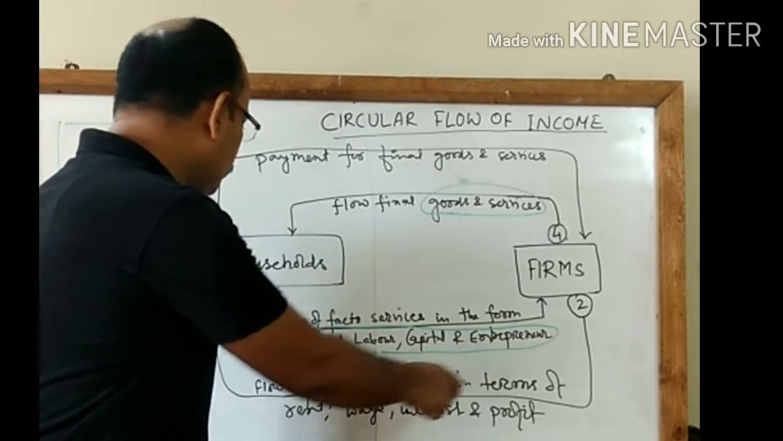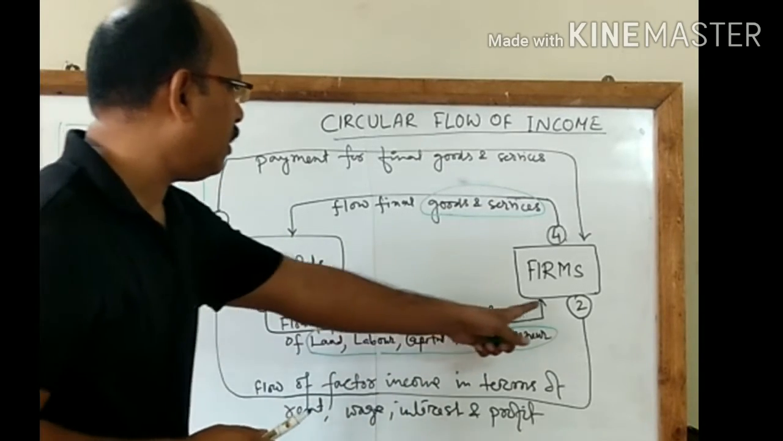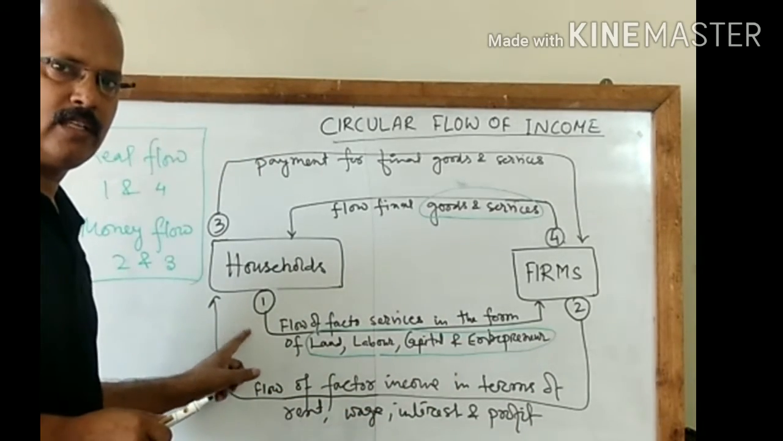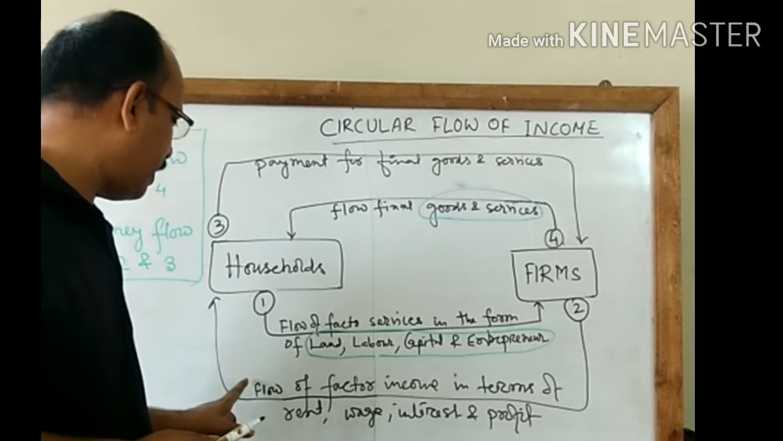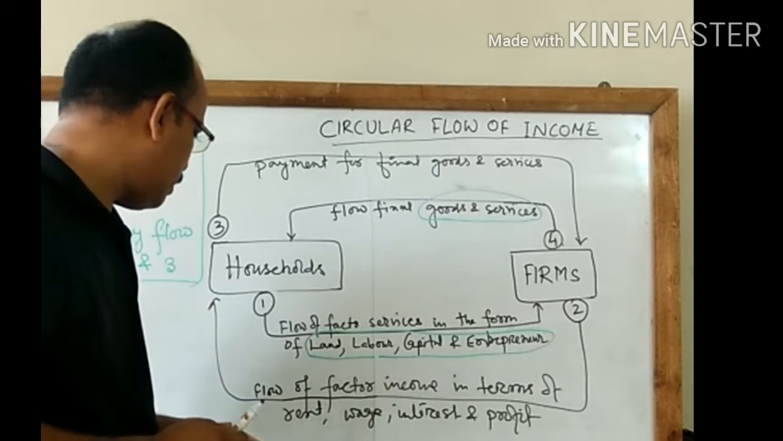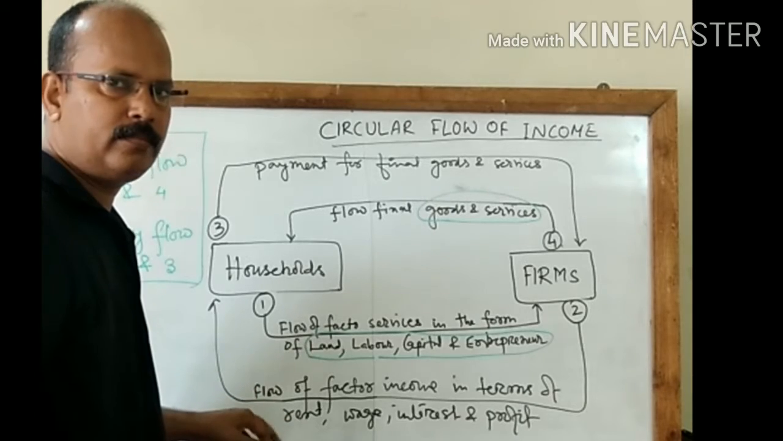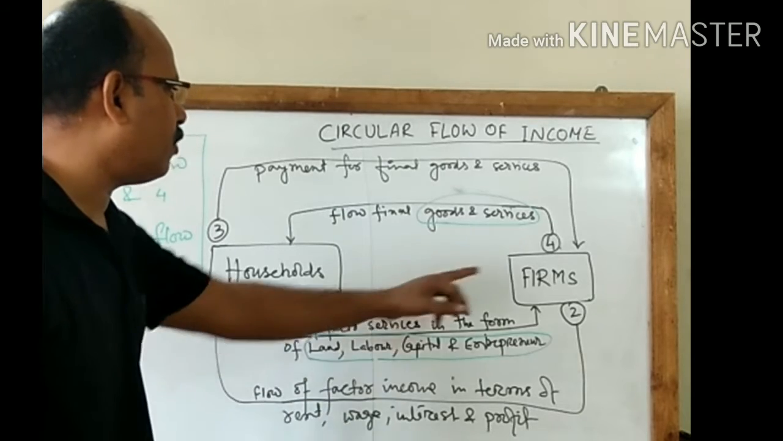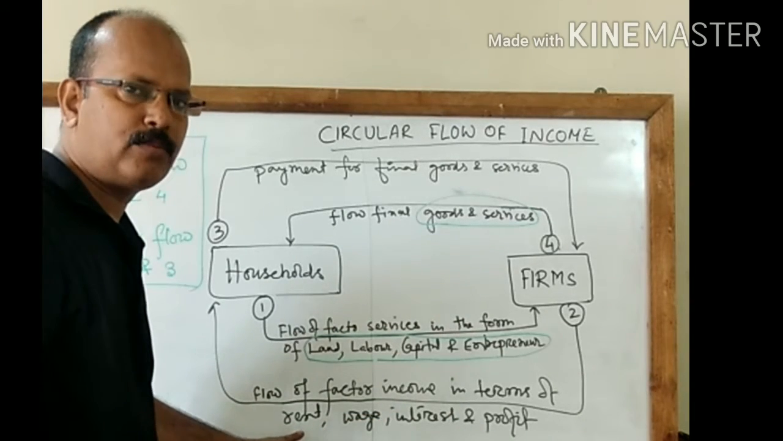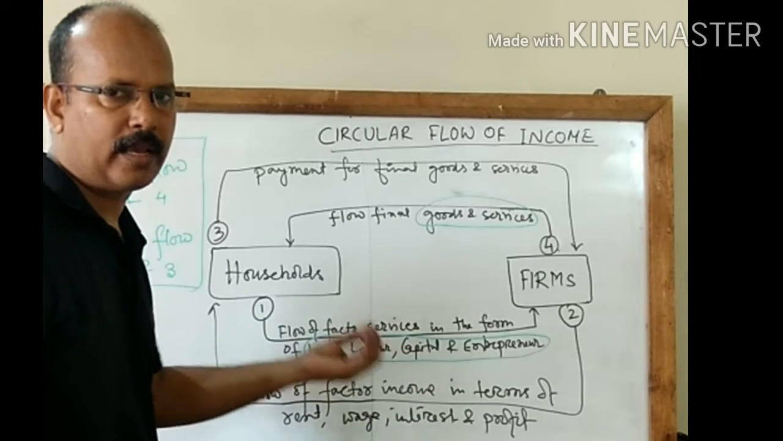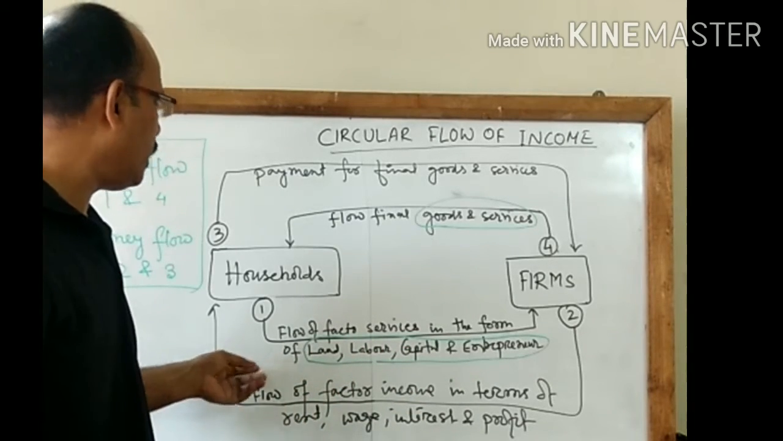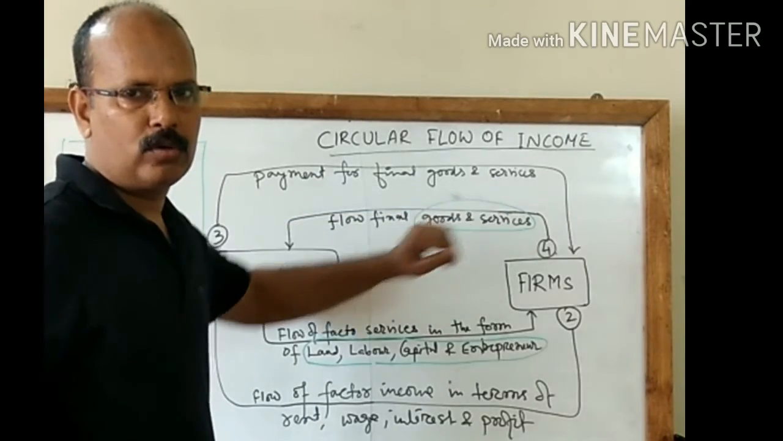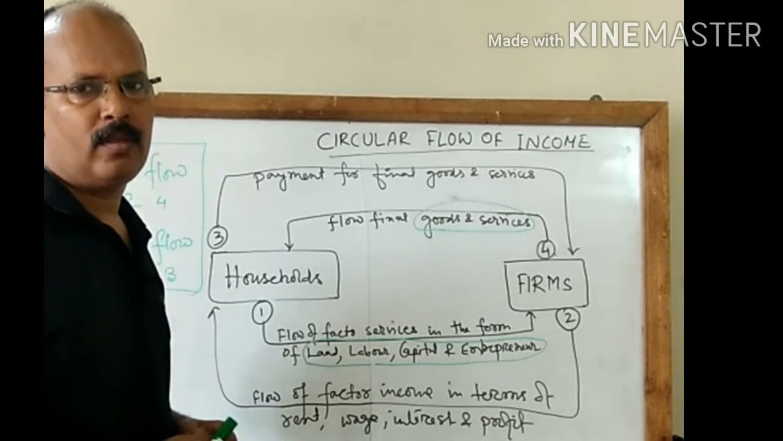On the other hand, money flow. In the first case, the farms are giving money flow to the household. That is, the household is earning income in the form of rent, interest, wage, and profit from the farms. Whenever we are getting rent, wage, interest, profit, we are getting the income in terms of money. On the other hand, payment for final goods and services. Whenever we make payment for any goods and services, we make payment in terms of money.